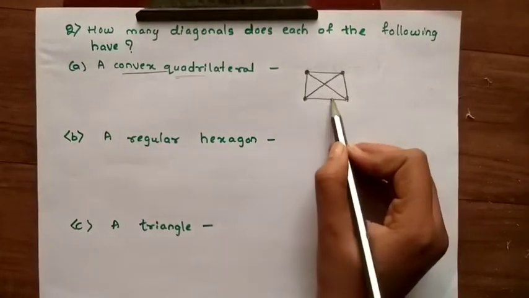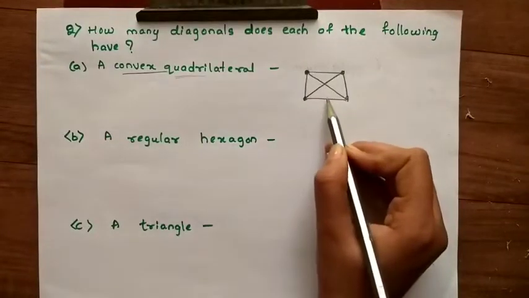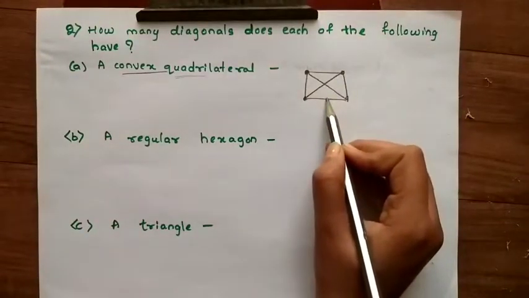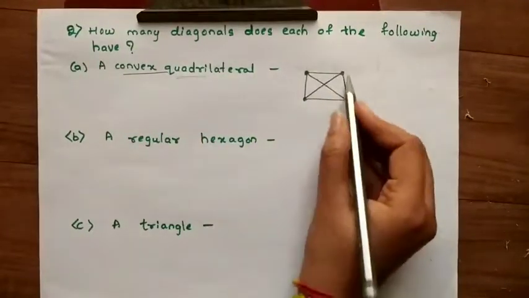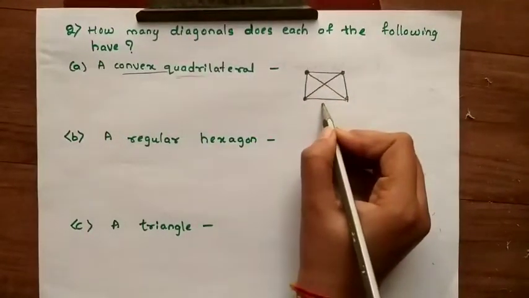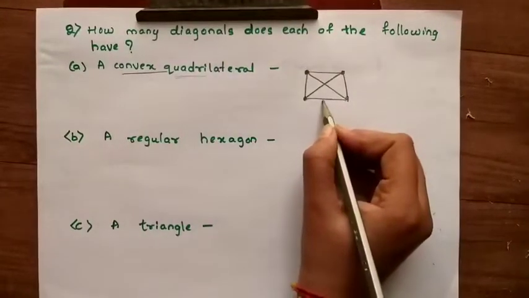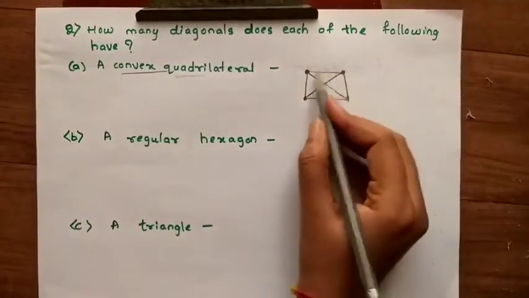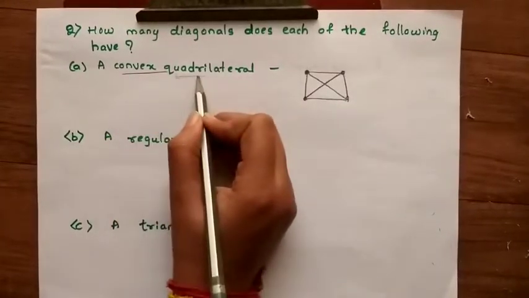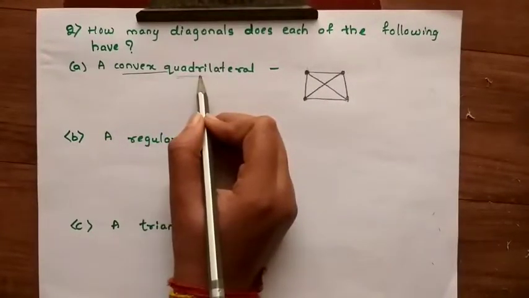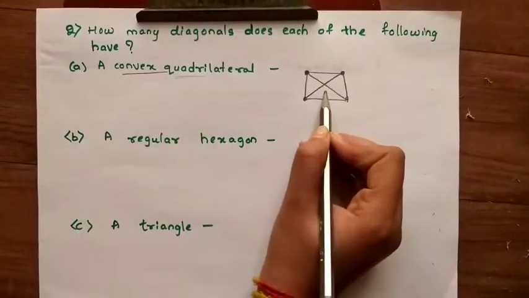Here, in total, how many diagonals are there? 2 diagonals. We have to find the diagonals. In this question, how many diagonals are there? 2 diagonals, in a convex quadrilateral. A quadrilateral has 4 sides, so you have to draw the 4-sided figure. Which type of quadrilateral is this? It is a convex quadrilateral. Convex quadrilateral means the diagonals are inside of the figure. Here the diagonals are inside of the figure.